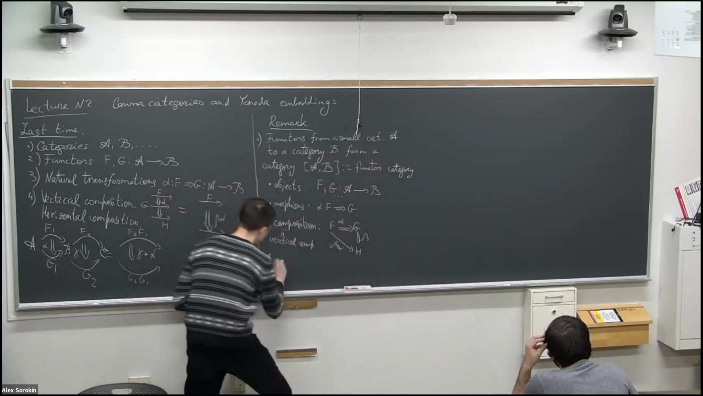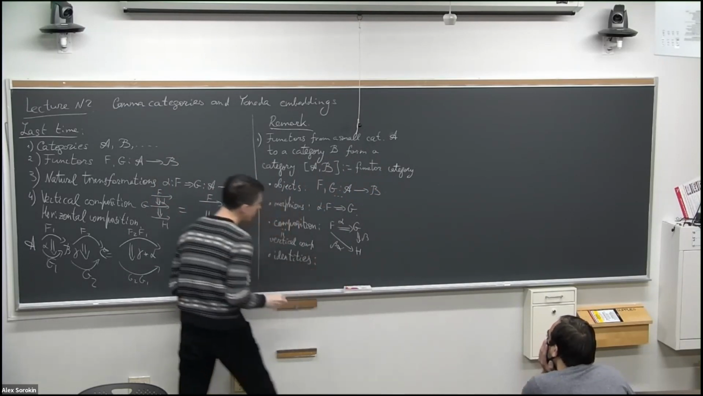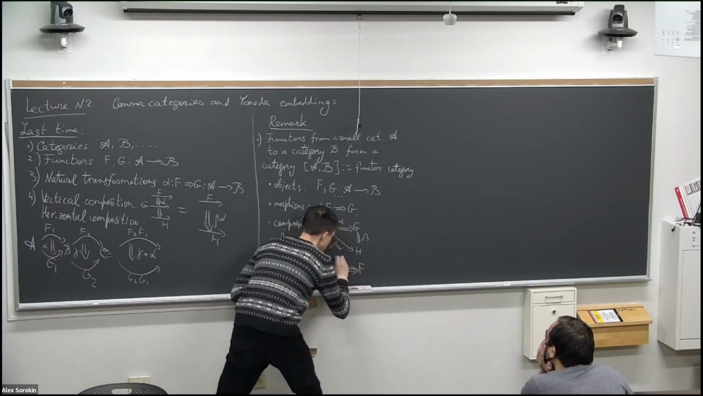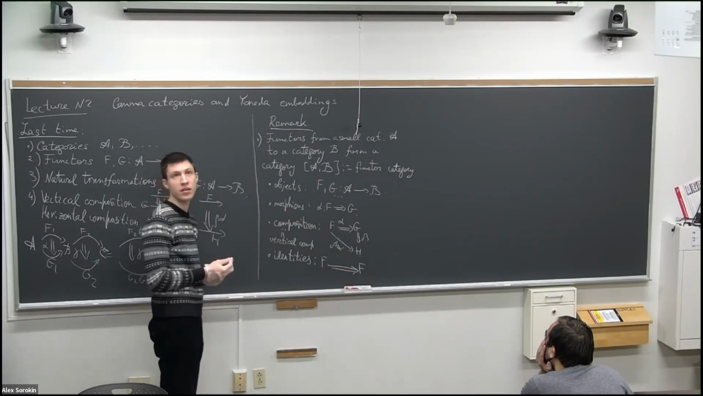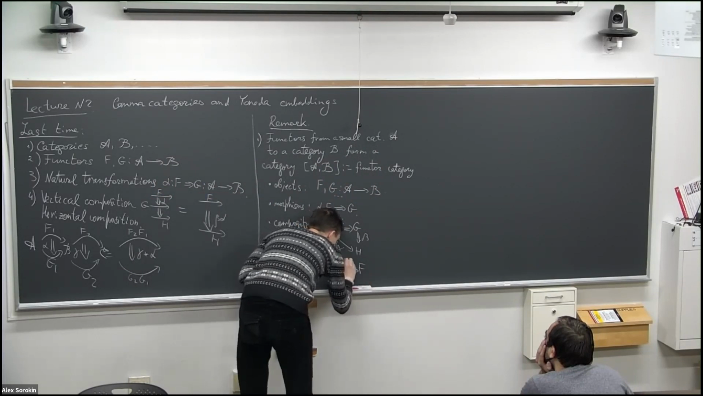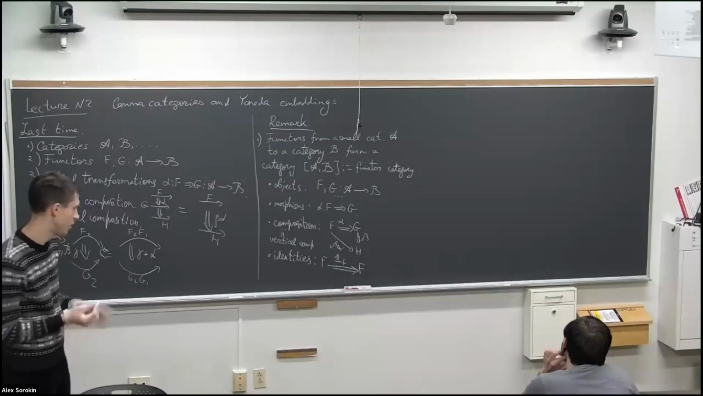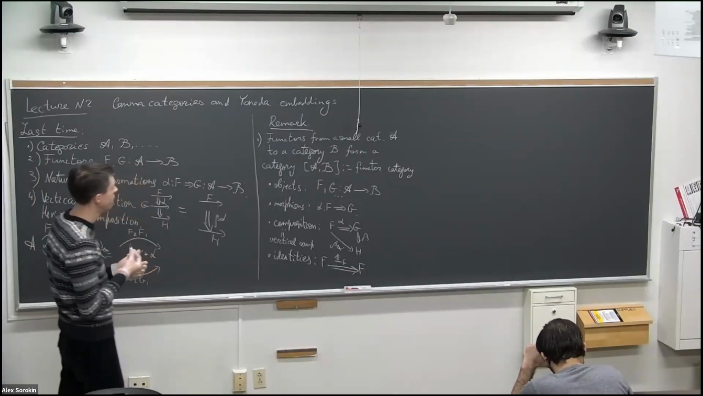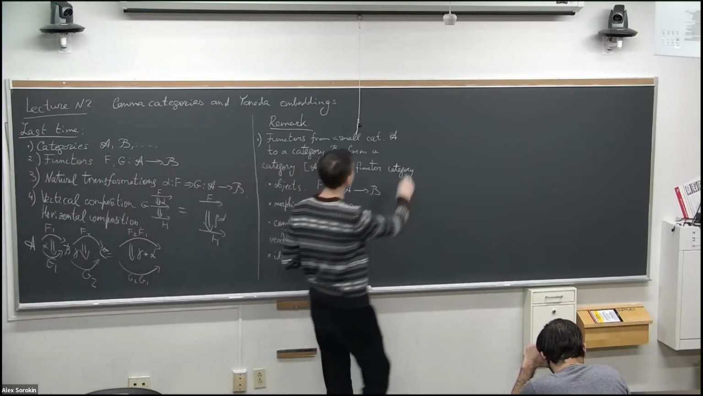So identities, they are natural transformations from F to F. And let me call them, now I'm thinking how to call them, let me write bold one. Somebody will write ID as identical natural transformation. It's up to the taste of the one who talks about it.